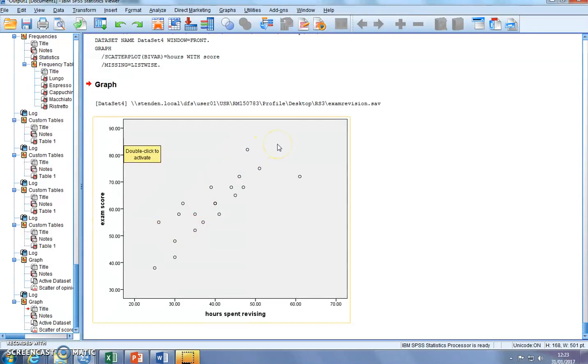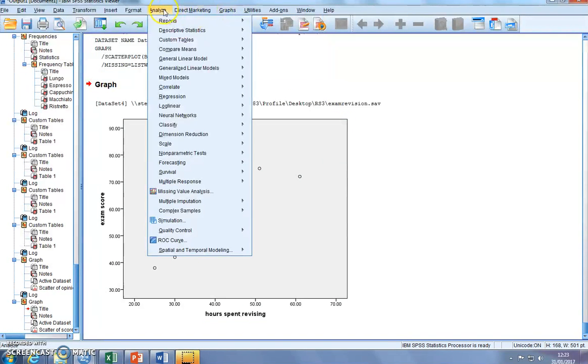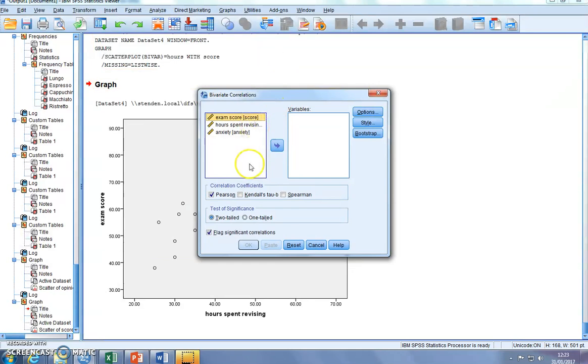We're going to ask SPSS now to calculate a correlation coefficient for this in order to see how strong this relationship is. We're doing that by going to Analyze, and then Correlate, and then Bivariate. We will take these two variables, we add them together. Make sure we have the Pearson correlation coefficient selected and not the Spearman.